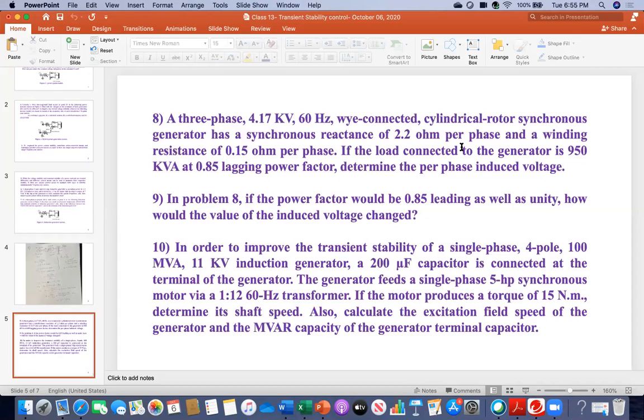So is anybody getting it? So once again, you have to consider the angle with the current. And that angle is the angle corresponding to this 0.85 lagging power factor. And in the calculation, you must take that angle into account. Otherwise, you will deviate much from the answer.